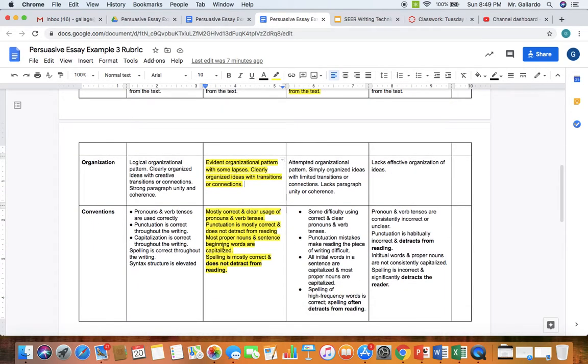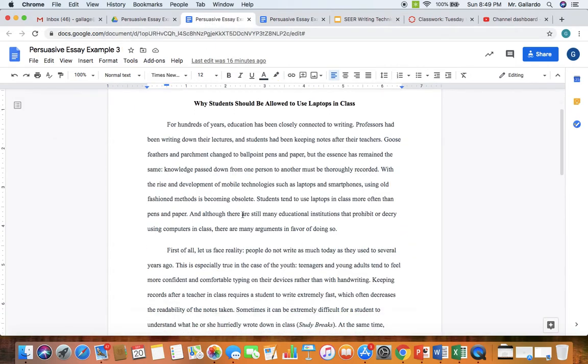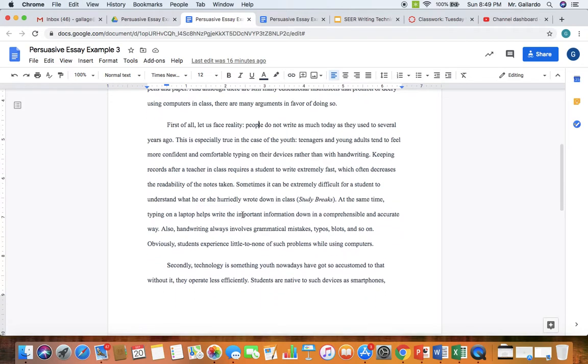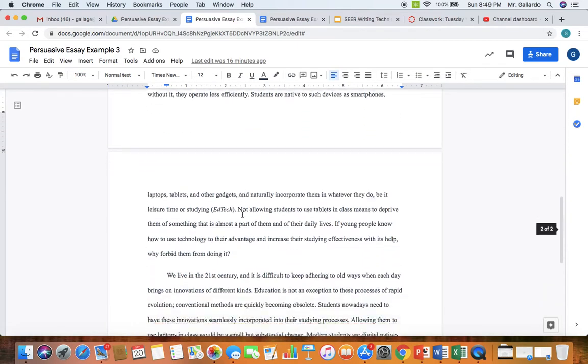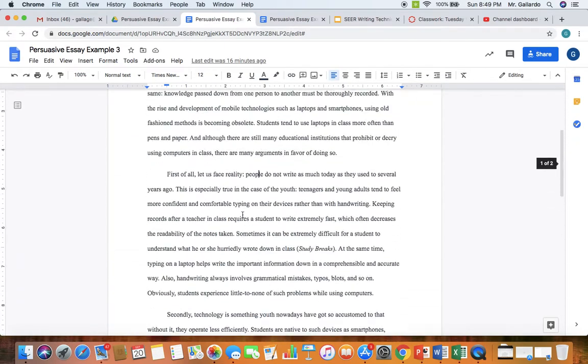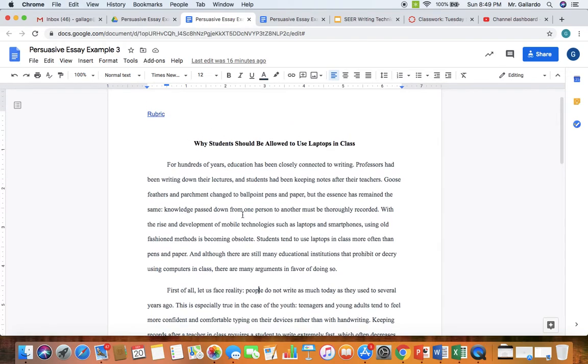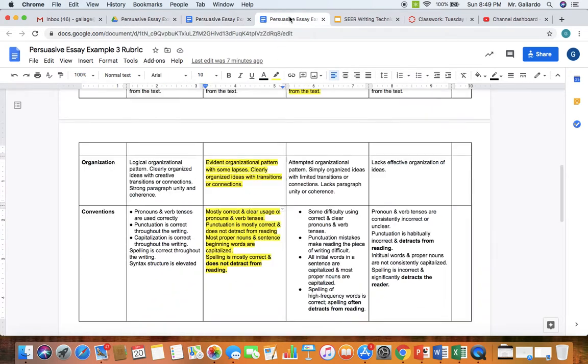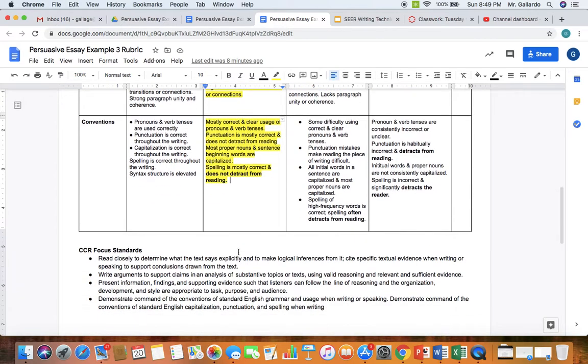And then conventions, it is a 3 because it does have pretty much all spelling correct. Grammar is for the most part correct, but it is not a 4 because the language in here could be a little bit more academic, and by that I mean using more vocabulary words with regards to this topic. So that's why it is a 3. Okay.